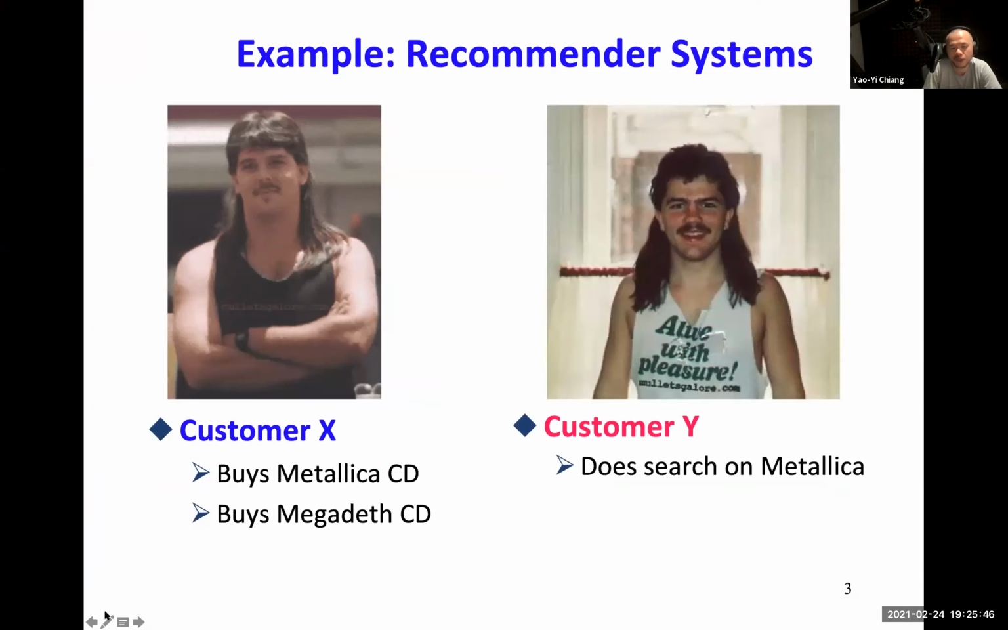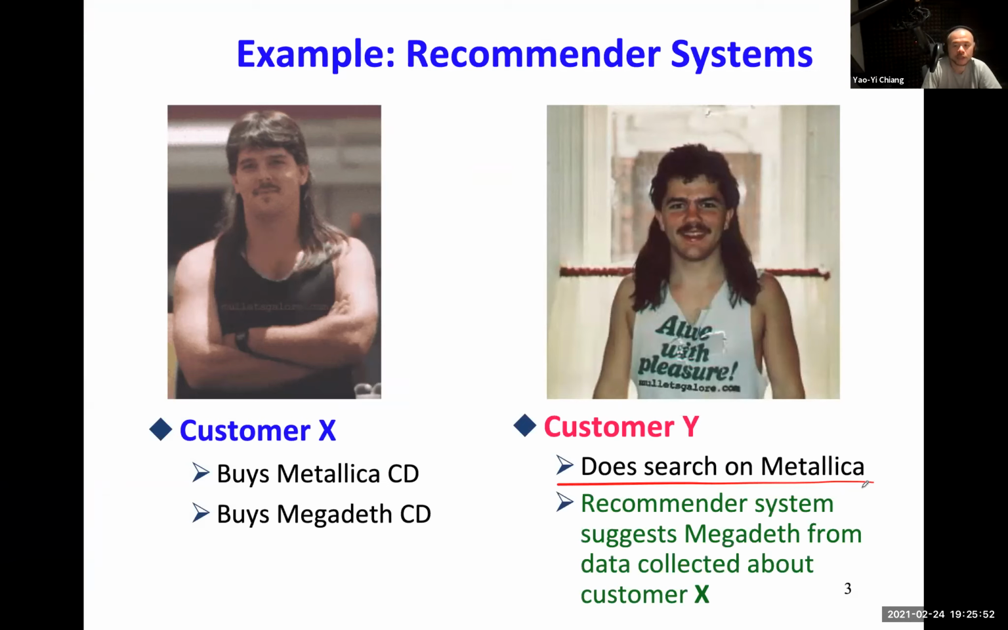Okay, customer Y comes in, searches for Metallica, and you will be able to say, hey, would you be interested in Megadeth based on the data collected about customer X? Right, so this is one type of recommendation system. But what information have we used here?